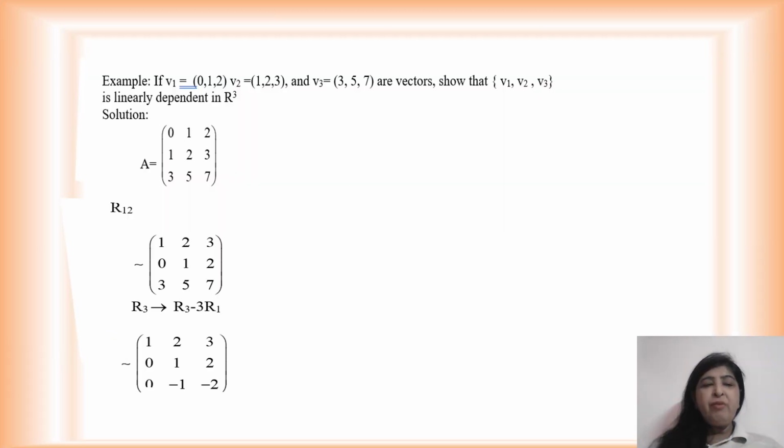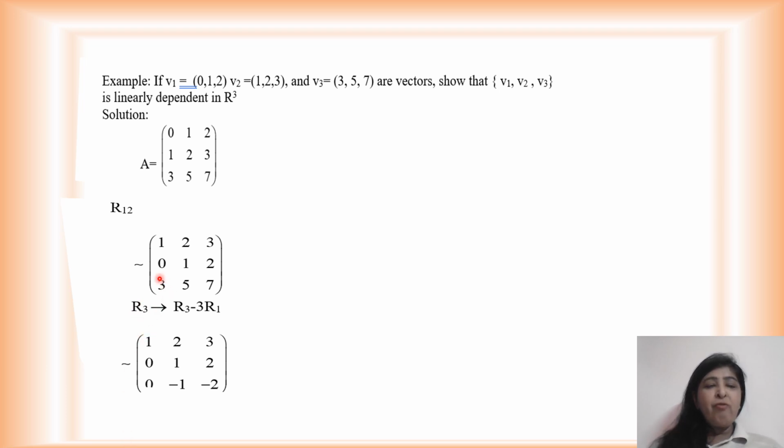An example: if v1, v2 and v3 are vectors, show that the vectors are linearly dependent in R cube. So what will we do? We will write the vectors v1, v2 and v3 row-wise in a matrix A. Now I want to find the rank of this matrix, so I will apply elementary row operations. The first elementary row operation is R12, meaning interchange the first row with the second. So I am getting this.